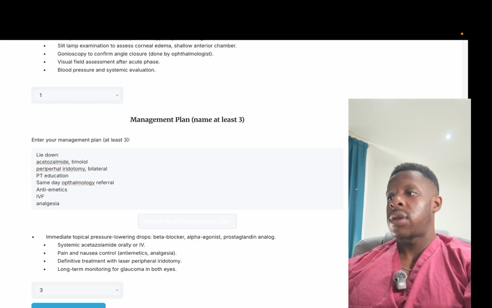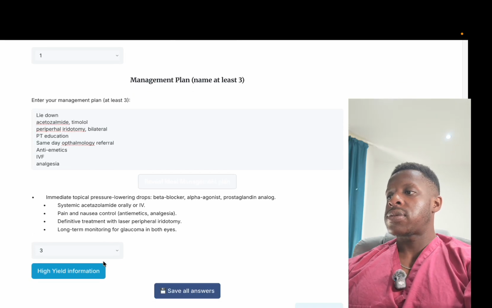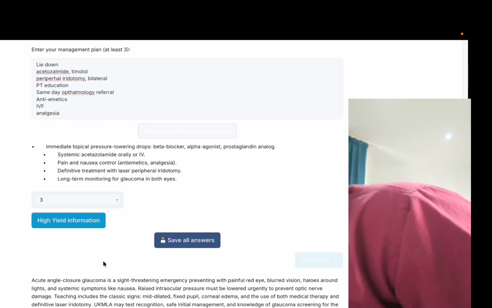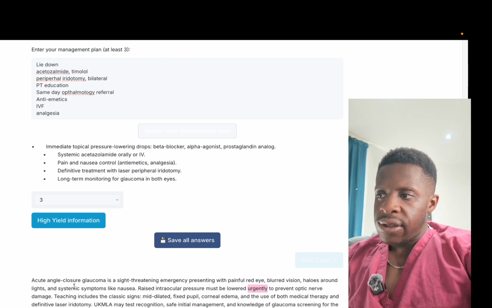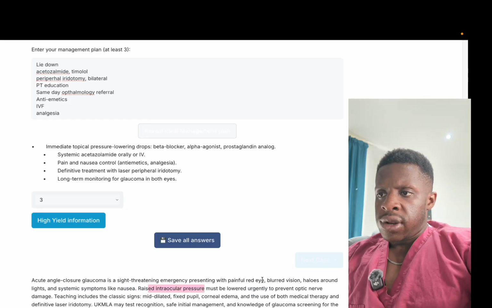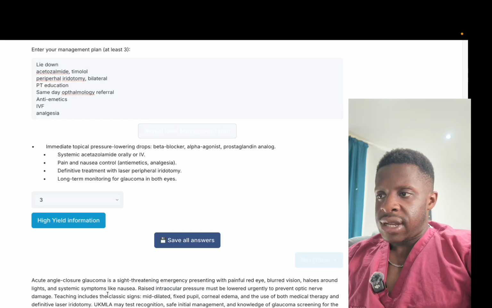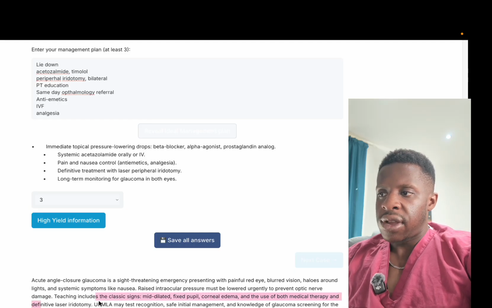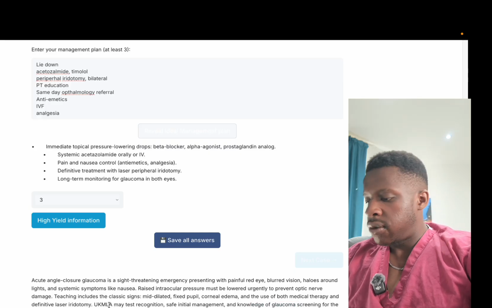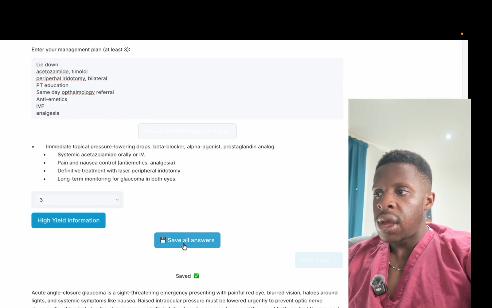Let's go. High yield information. Acute angle closure glaucoma is a sight-threatening emergency presenting with painful red eye, blurred vision, halos around lights, and systemic symptoms like nausea. Raised intraocular pressure must be lowered urgently to prevent optic nerve damage. Teaching includes the classic signs of mid-dilated pupil, fixed pupil, corneal edema, the use of both medical therapy and definitive laser iridotomy. UKMLA may test recognition, safe initial management, and knowledge of glaucoma screening for the fellow eye, which is also at risk. Okay. Hope that makes sense, guys.